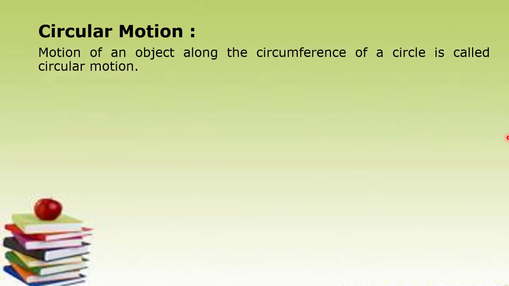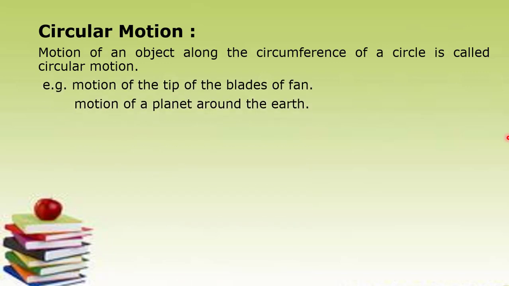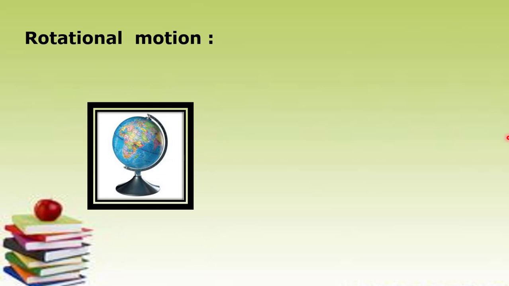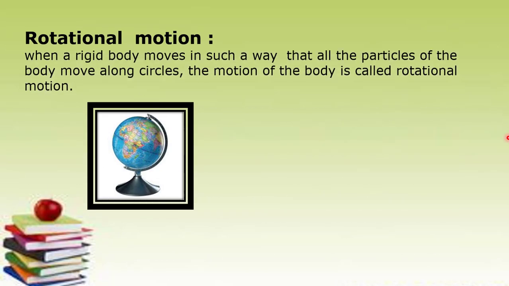Circular motion. Motion of an object along the circumference of a circle is called circular motion. For example, motion of the tip of the blade of a fan, motion of a planet around the earth. Rotational dynamics. When a rigid body moves in such a way that all the particles of the body move along circles, the motion of the body is called rotational motion.